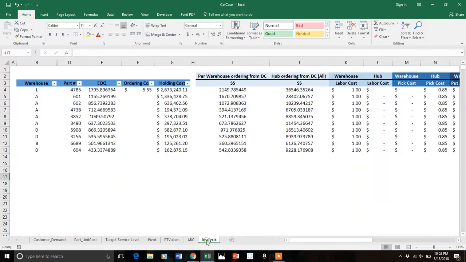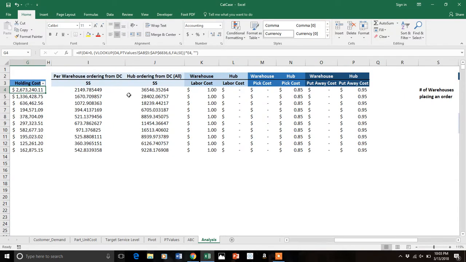From there, we built our analysis tab based on the information in our pivot table. We set it up as part, the warehouse that each of the parts was located at, the EOQ, and the holding cost that was the same for every line, and we were able to build the holding cost into our formula. We also made some assumptions with the safety stock located at the warehouse ordering from a DC, as well as the hub ordering from a DC.